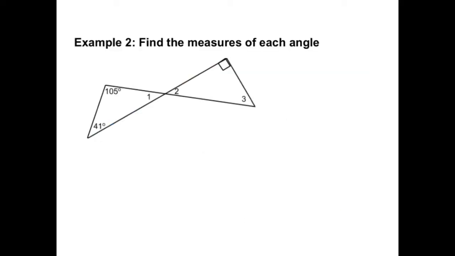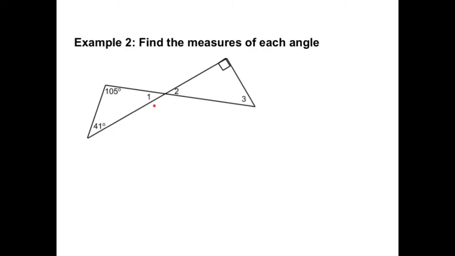All right, so let's take a look at what we have in this particular example. We've got 2 triangles. They seem to be connected here. They're created by these 2 lines that are intersecting, and we've got really 3 missing angles here. We know that this one's 105, this one's 41, and this one over here is 90. And what we can remember here from previous lessons is that these are vertical angles. So once I find angle 1, I can quickly find angle 2.